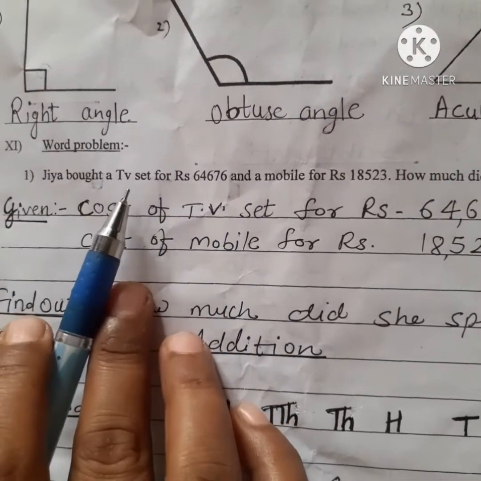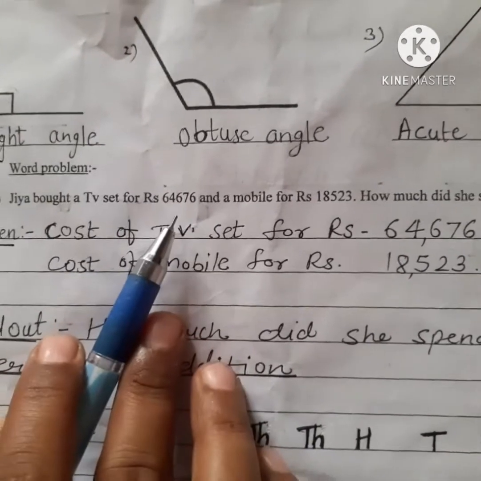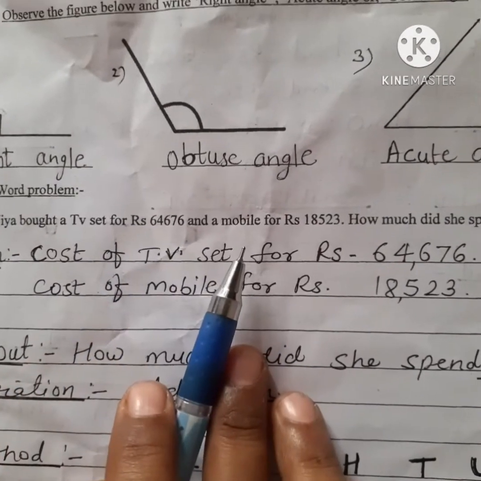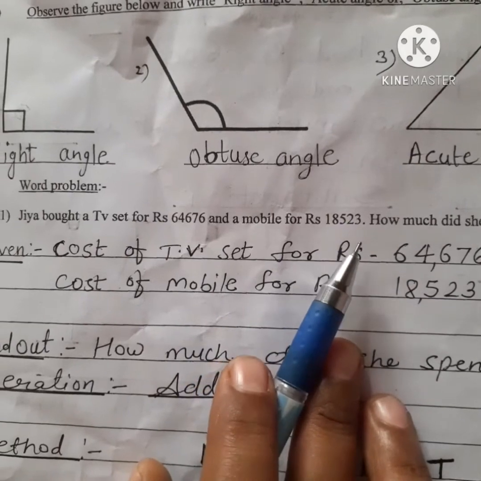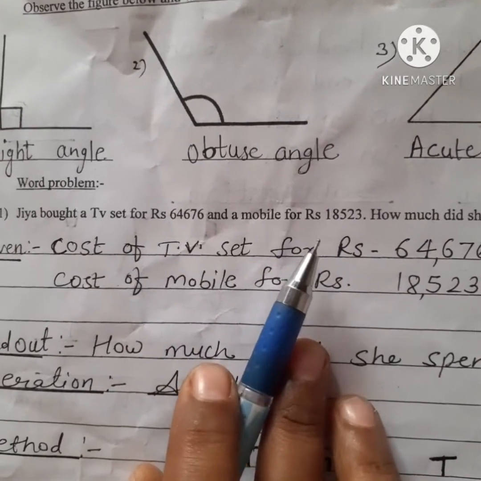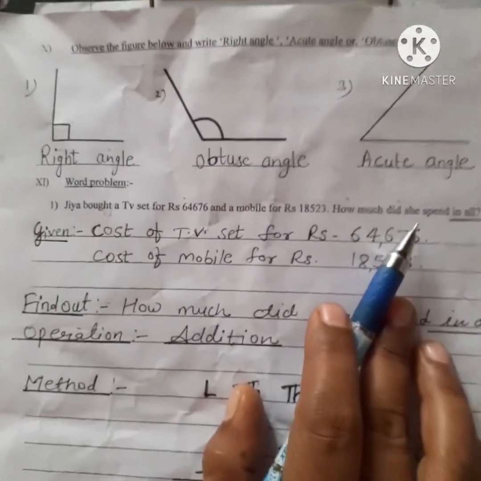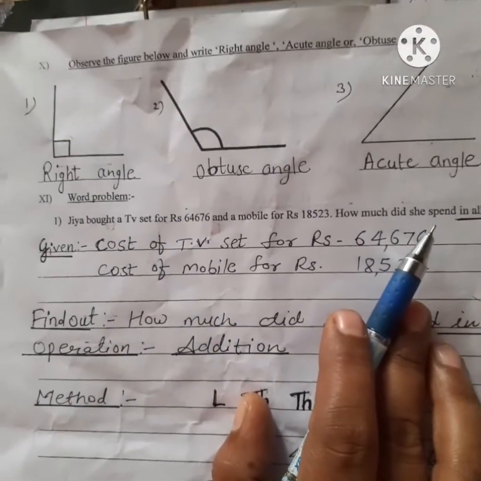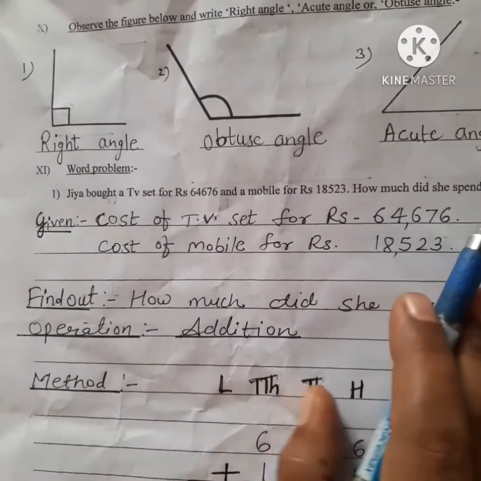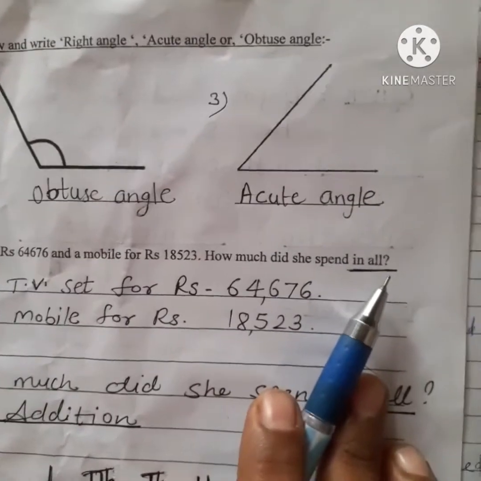See, what did Jia buy? She bought a TV for 64,676 and she bought a mobile for 18,523. She bought two things and she paid. She spent in all. How much did she spend in all? So this question is of addition. Underline in all in your question.